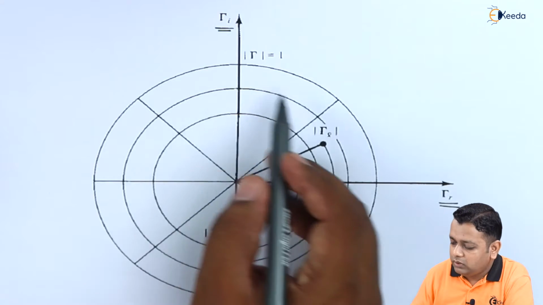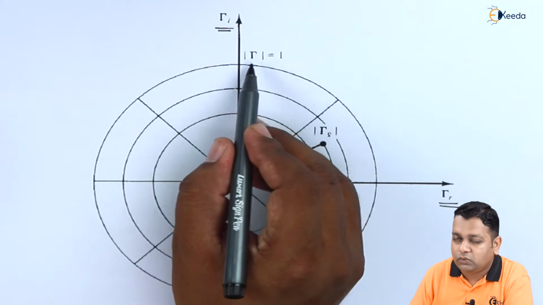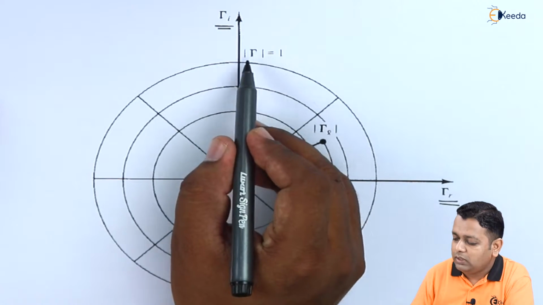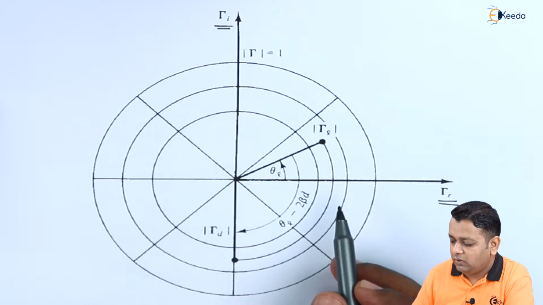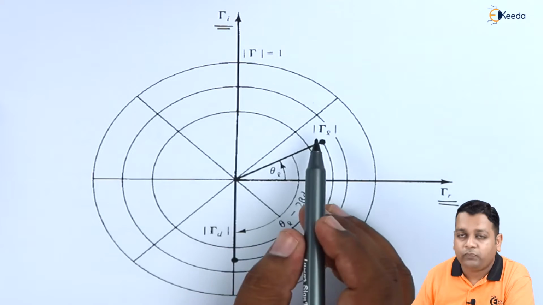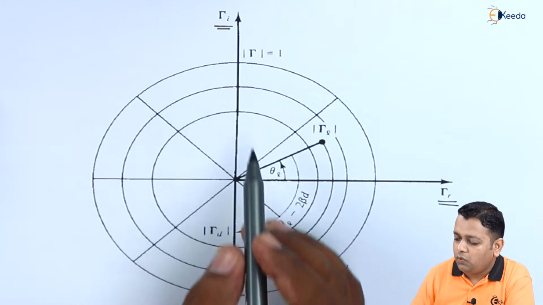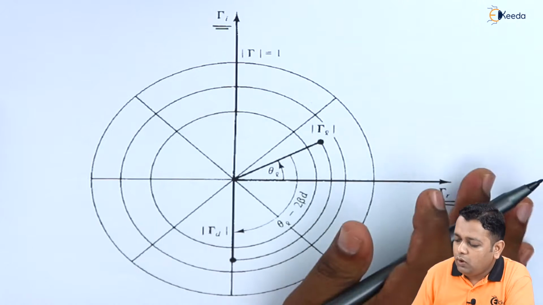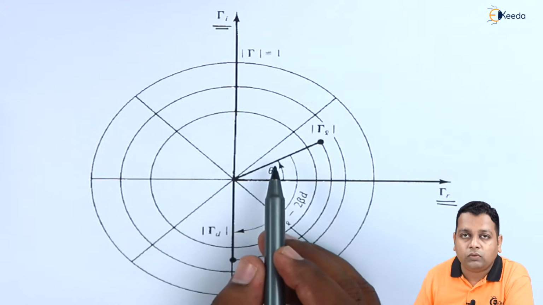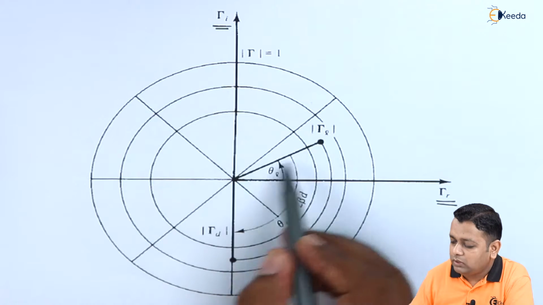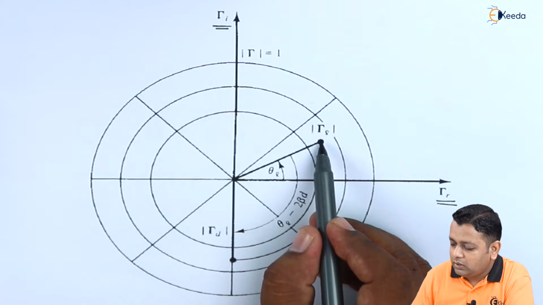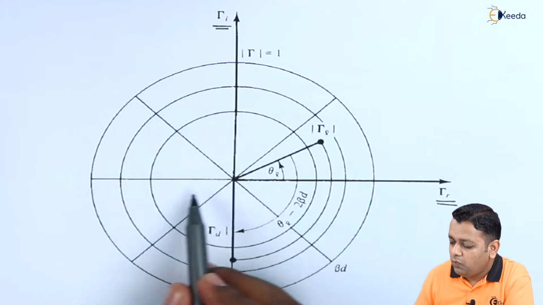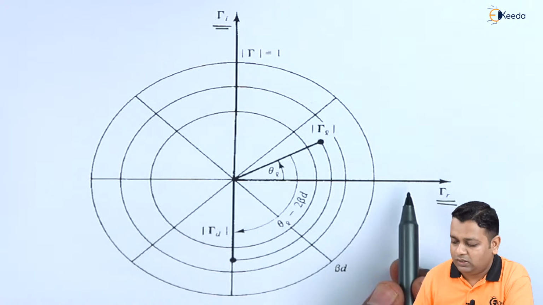Now here we have the different circles. The reflection coefficient at its maximum value, mod of gamma equal to 1, is the outermost circle here, and inside thereupon we have other circles with the values of gamma less than 1. Now along with this particular plot we have the information represented for this certain point marked here in this plot, which makes the angle theta suffix L with the real axis represented here.